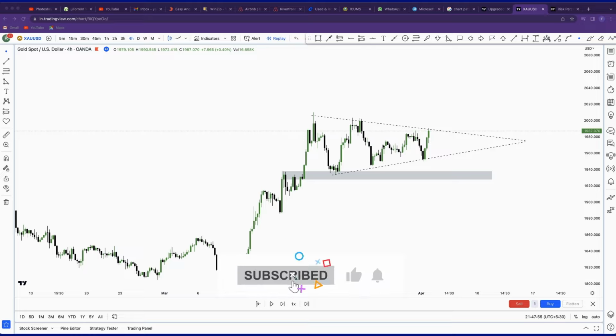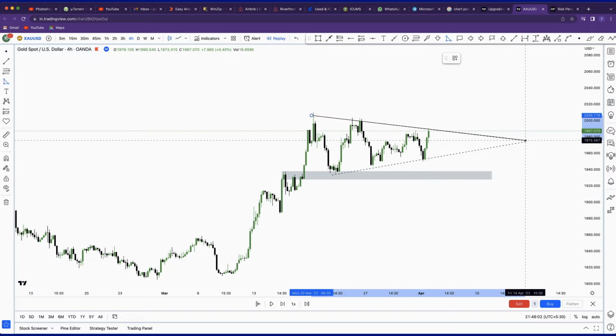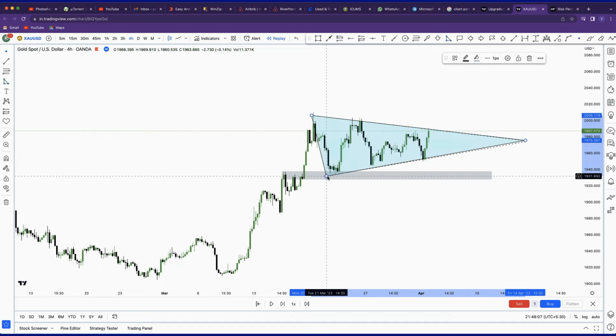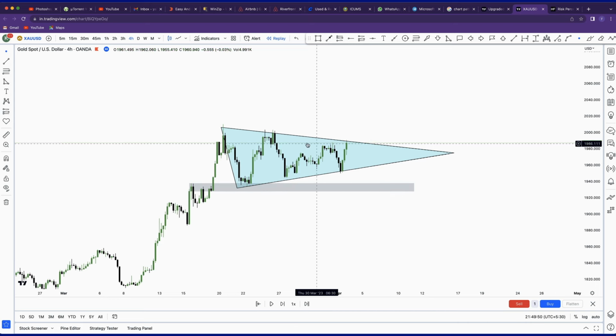Now let me use my triangular tool to determine the triangle. So this is where it is, and then I drew it around the trend line. So since we are in a continuation pattern, I am not looking at selling this asset anytime soon. As you can see, price is still playing within the ascending triangle. Now, ascending triangle is usually used in a continuation pattern.